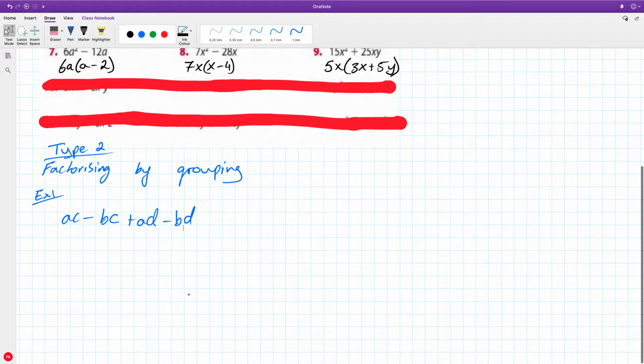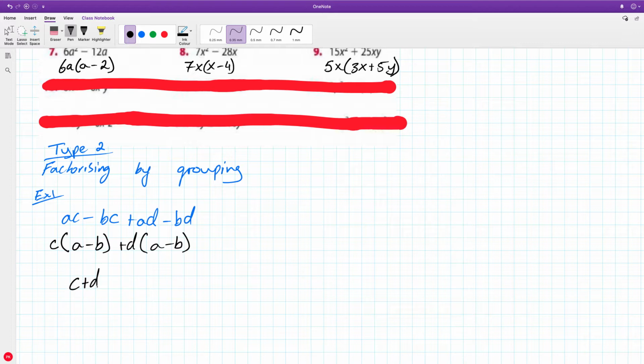Right, Julianne. Factorize this for me. So AC minus BC plus AD minus BD. Take out a common C and you're left with. Good stuff. Take out a common plus D and you're left with. How do I know I'm right? The 2 brackets are the same. Last line is C plus D and. Perfect. Right, I'll go with this one.